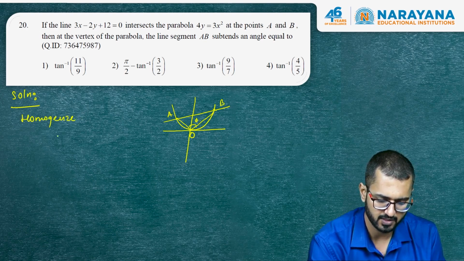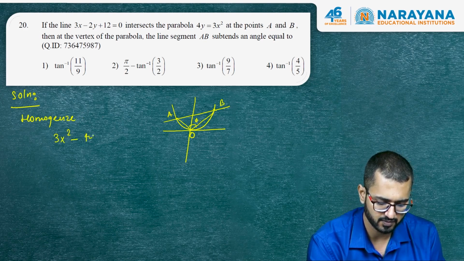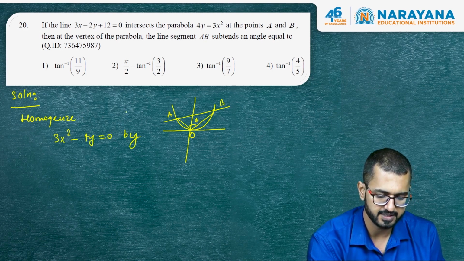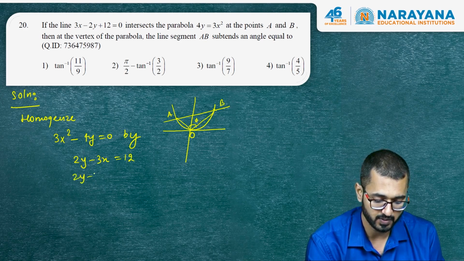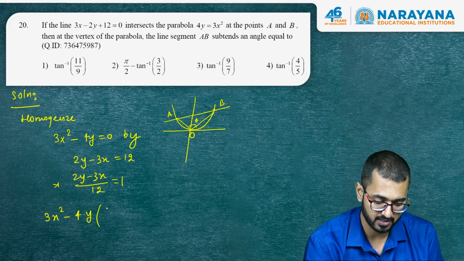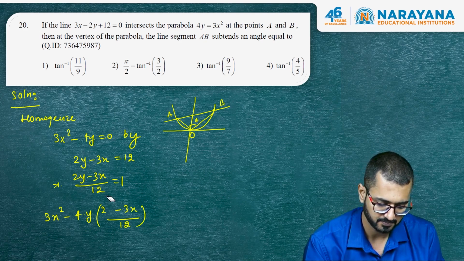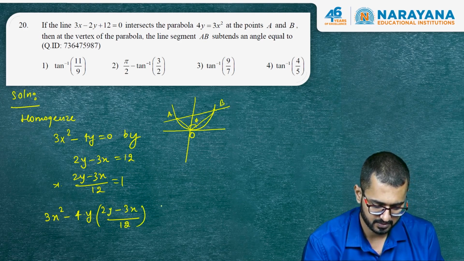So 3x² minus 4y is equal to 0, and the line is given to us. So we'll write it in the proper form, like 2y minus 3x is equal to 12. So we'll divide by 12. So I'll be getting (2y minus 3x)/12 equal to 1. Right? So let's homogenize. We'll write 3x² minus 4 times y, and then at the place of 1 we'll write (2y minus 3x) upon 12. This is equal to 0.